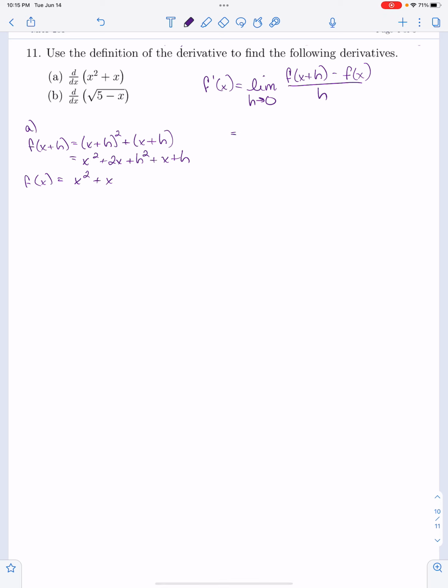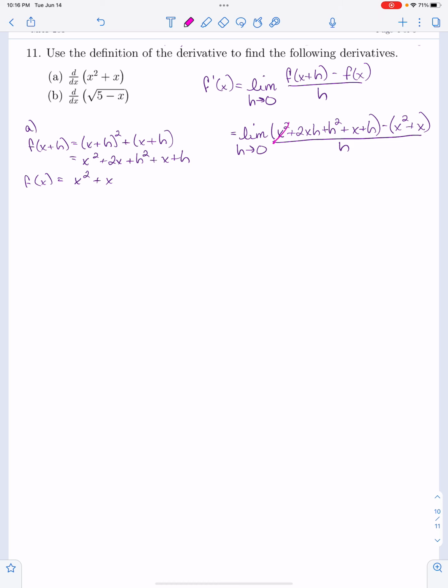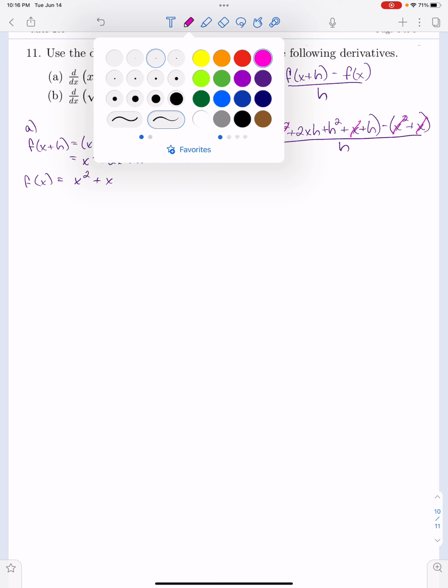And so up here, in my definition, I get the limit as h goes to 0 of x squared plus 2xh plus h squared plus x plus h minus x squared plus x, all over h. Just a reminder, the very first thing that will always happen is that I can cancel out my original function completely.